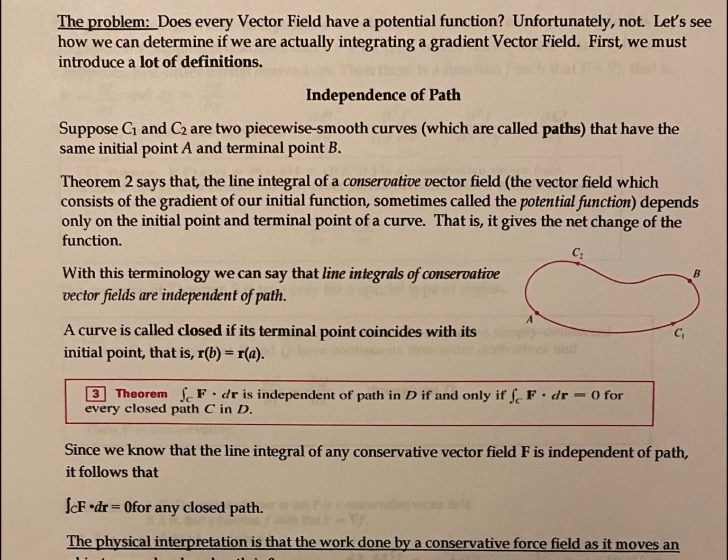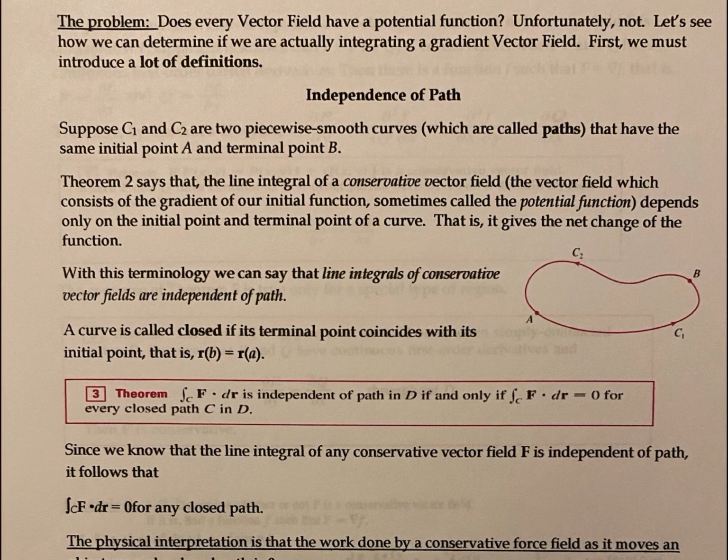All right, this page should be really short just because there's no real examples. We're just kind of talking about definitions. So the problem is, does every vector field have a potential function? Unfortunately, it does not. And so let's see how we can determine if we're actually integrating a gradient vector field. First, we introduce a lot of definitions.